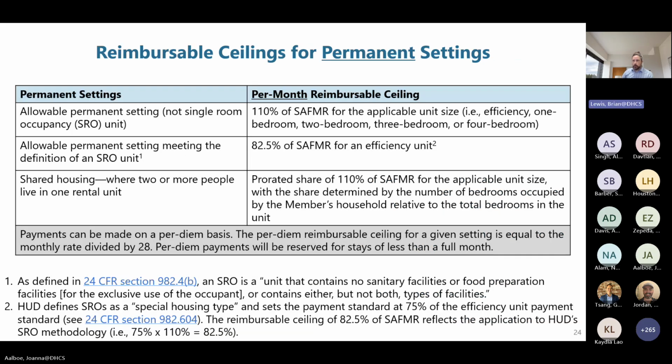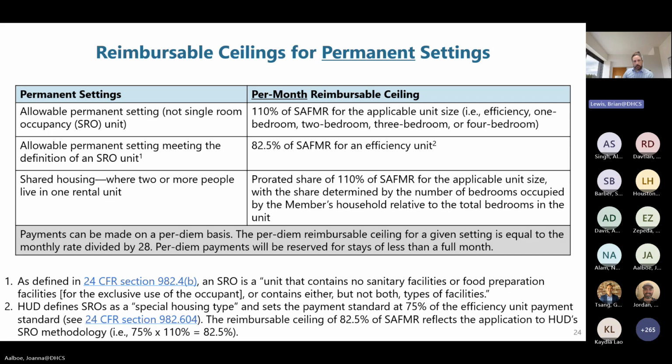So now I'll take you through the reimbursable ceilings for permanent settings. On this table here on the left, you can see we have each of our 3 setting types, and then on the right, the per month reimbursable ceiling amounts. So first is going to be permanent settings, and we've set that ceiling at 110% of small area fair market rent for the applicable unit size and number of bedrooms.